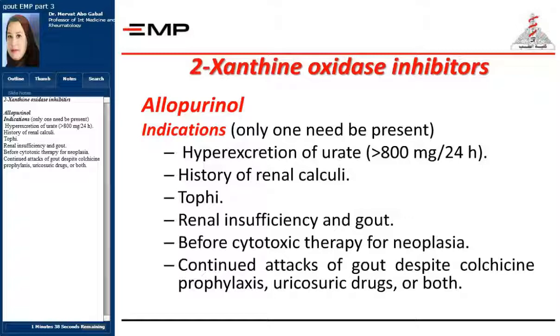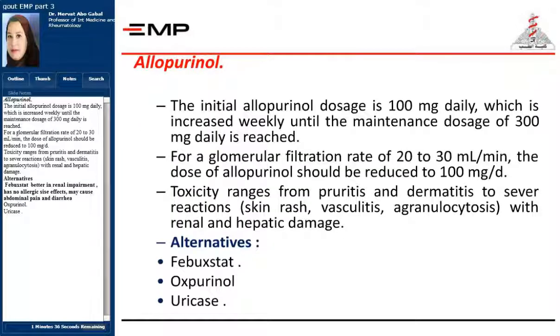Allopurinol is given in a small dose at first, 100 mg daily, and to be titrated or increased gradually according to kidney function to maintenance dose of 300 mg daily. Toxicity ranges from pruritus and dermatitis to severe allergic reactions with skin rash, vasculitis, and granulocytosis.